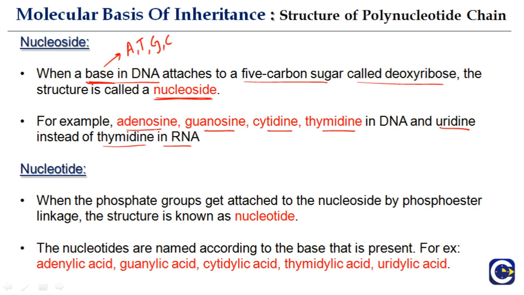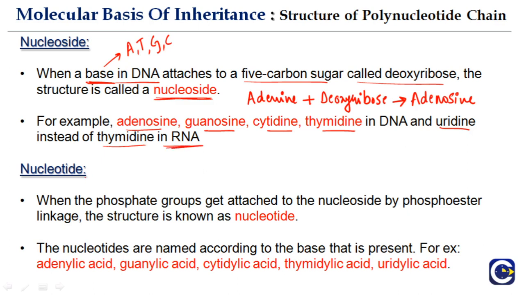Okay, this is very important. You must remember, this can sometimes be asked in the NEET examination. So when it is a nucleoside, when the nitrogenous base adenine is attached to the deoxyribose sugar, then it is called adenosine. And similarly for all others, like guanine plus deoxyribose, guanosine. Cytosine plus deoxyribose, cytidine. Thymine plus deoxyribose, thymidine. Uracil and deoxyribose, uridine. Okay, instead of thymine in RNA.